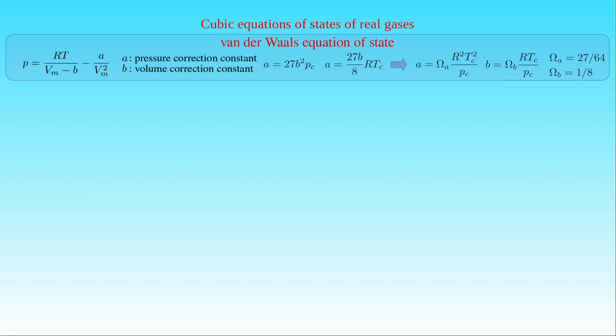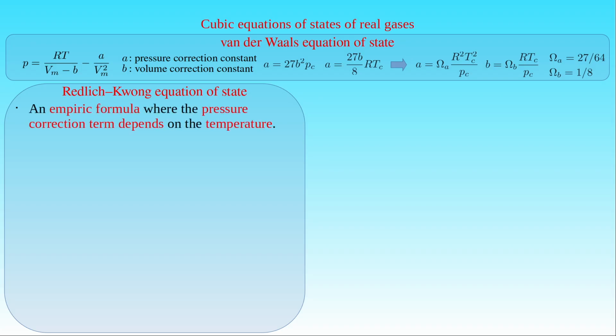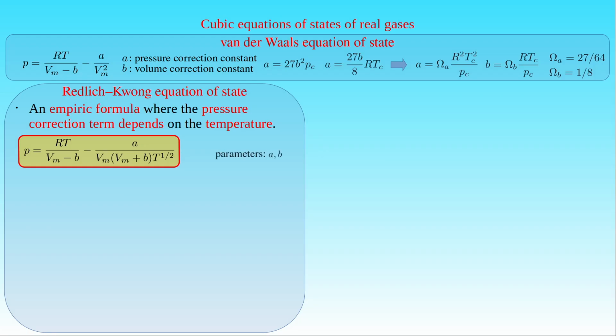Now we start with a cubic equation of state introduced by Redlich and Kwong in 1949 to improve the van der Waals equation, which is an empiric formula with a modified attraction term. In this equation of state, the denominator of the second term correcting the pressure becomes temperature dependent, and it is given by Vm times the sum of Vm and B, times the temperature T raised to the power 1 over 2. The parameters of the Redlich-Kwong equation of state are still the pressure and volume correction constants A and B of the gas, and they can be expressed in terms of the critical constants of the gas from the vanishing first and second order derivatives of the pressure with respect to the molar volume evaluated in the critical point of the gas.